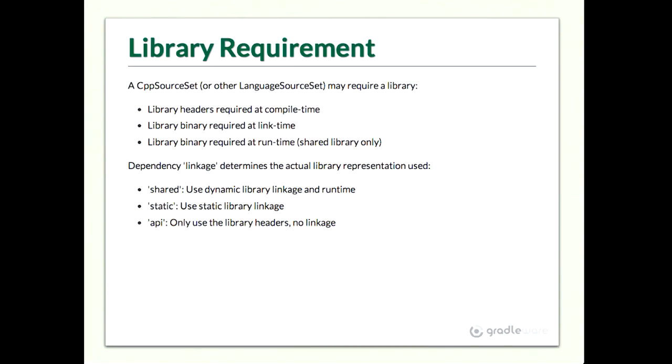So we're saying, I'm using library B with the static linkage. Effectively, I'm an executable, I want the library B with the static linkage. And we also have an API linkage, which allows you to do things like template libraries that don't actually have a runtime or a link time representation. So they're just a bunch of headers.